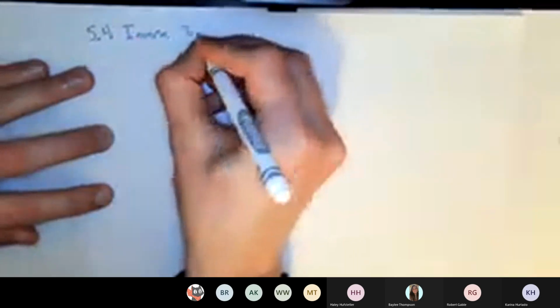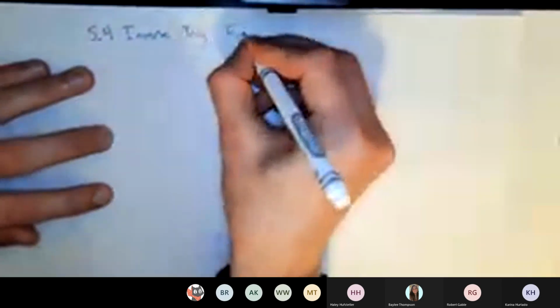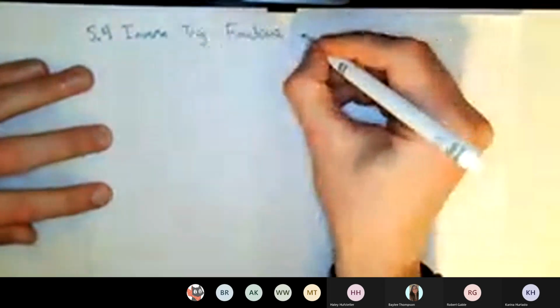Alrighty then, let's move into section 5.4, which is inverse trig functions and right triangles.